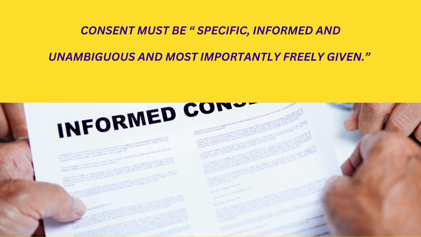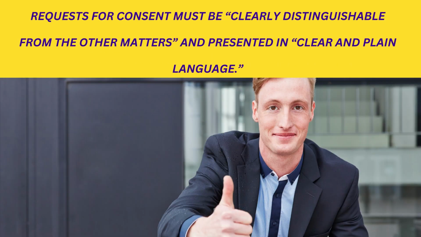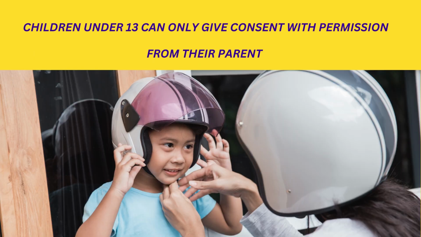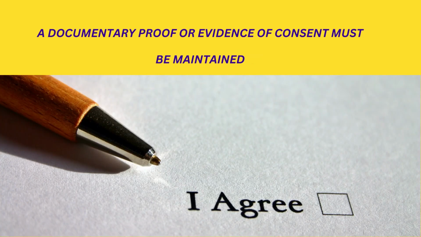So, the consent must be specific, informed, unambiguous, and most importantly, freely given. Request for consent must be clearly distinguishable from other matters and should be presented in clear and plain language. Data subjects can withdraw previously given consent whenever they want, and that decision has to be honored. Children under 13 can only give consent with the permission of their parent. And documentary proof of evidence of consent must be maintained at all times.